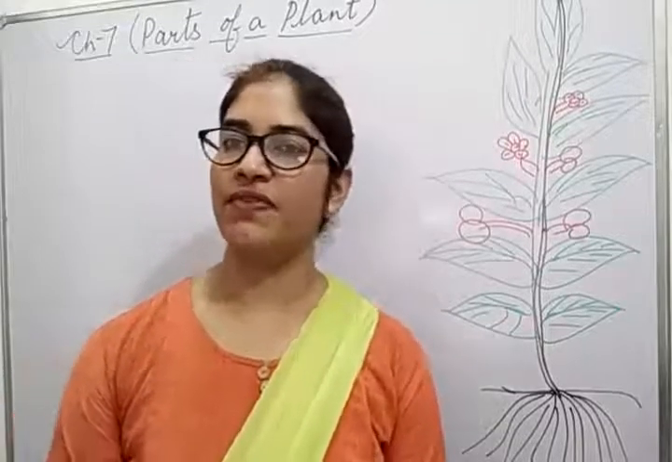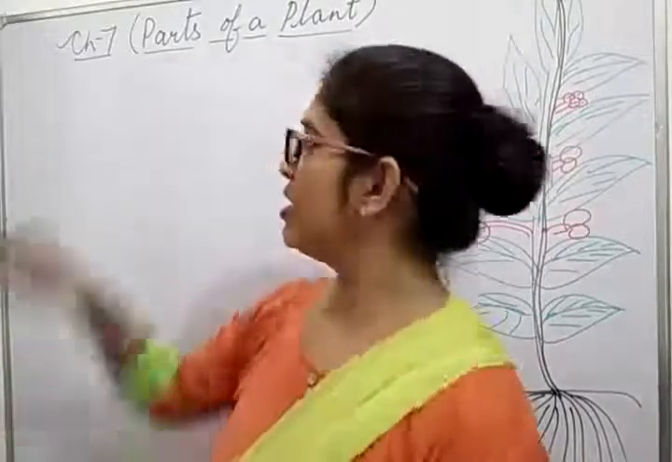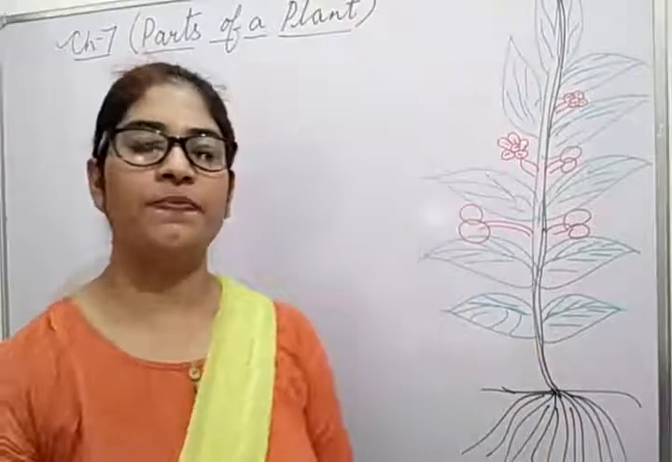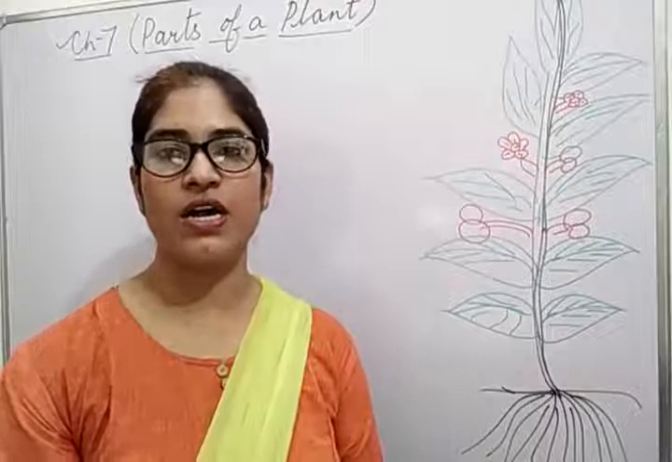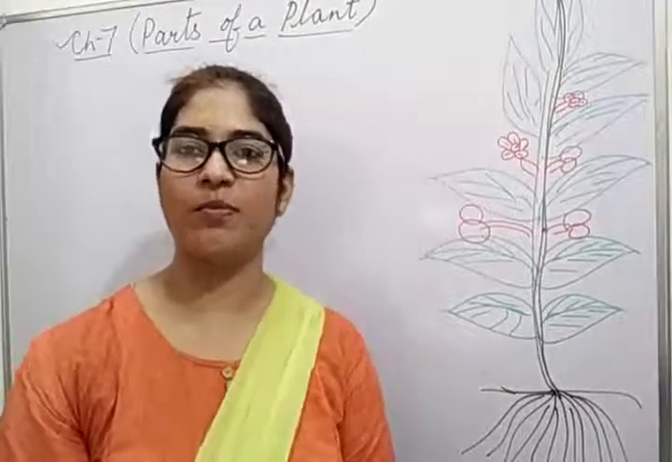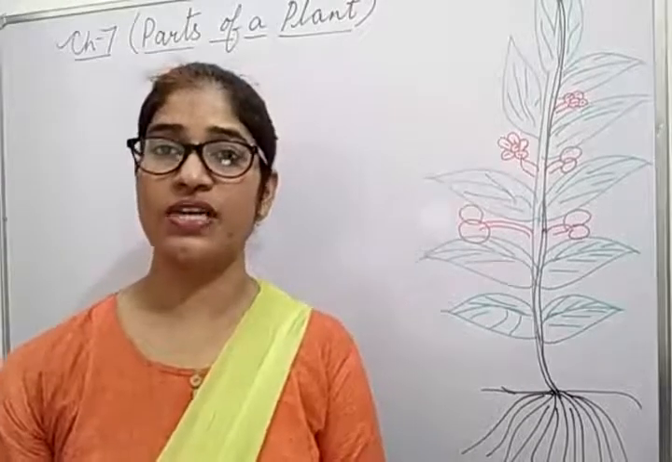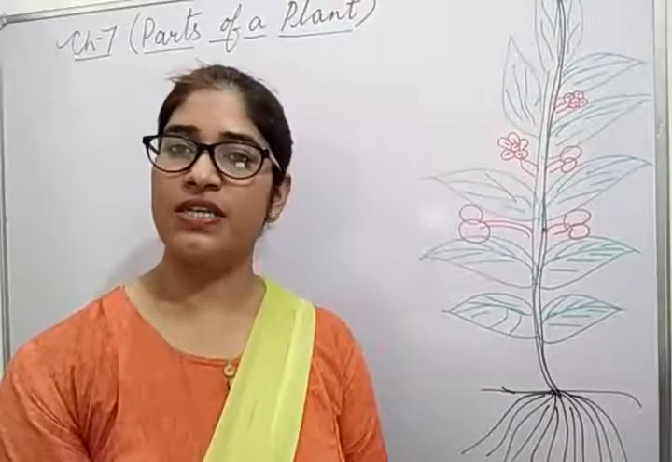So children, today we will start a new chapter, chapter 7, and the name of the chapter is Parts of a Plant. Parts of a plant. Children, you will see different kinds of plants around us. Some are small, some are big, some have a very weak stem, some have a very strong stem. So we see different kinds of plants in our surroundings.